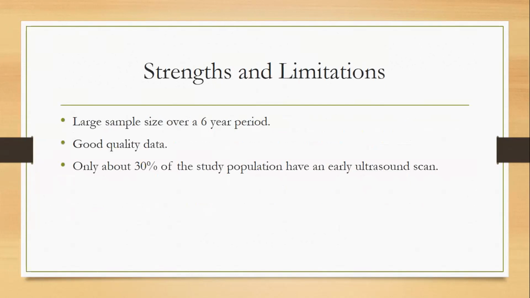As for the strengths, it was a large sample size study, and I looked at data which had been taken over a 6-year period. It's good quality data. All the data which goes to the Vermont Oxford Network database is really scrutinized, and we've got strict and standard definitions, and there are people employed at Groote Schuur Hospital who work specifically on collecting this data. But one of the limitations that we had is that only about 30% of the study population had an early ultrasound scan, which is a common issue in low resource settings like ours.